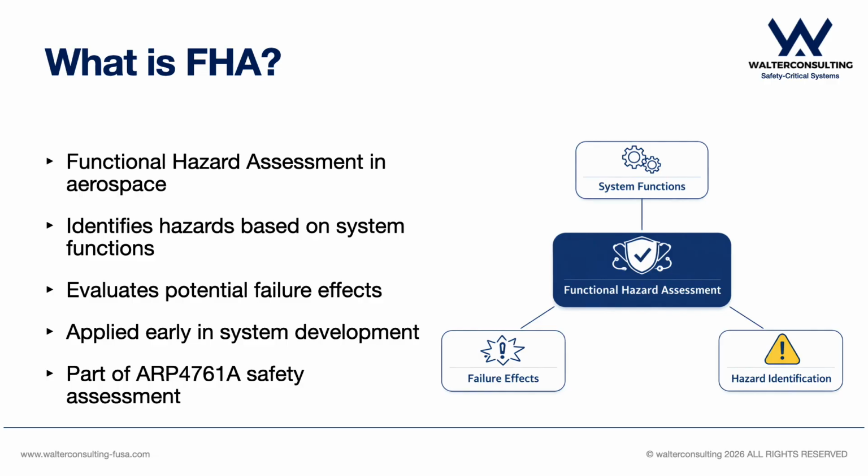So, what is functional hazard assessment? Functional hazard assessment is a key method in aerospace safety engineering. It focuses on system functions and analyzes what happens if those functions fail. The goal is to identify hazards based on functional behavior. Instead of looking at components, it looks at the system from a functional perspective. It also evaluates the effects of failures on the overall system. Functional hazard assessment is typically performed early in system development, and it provides the foundation for further safety analysis.